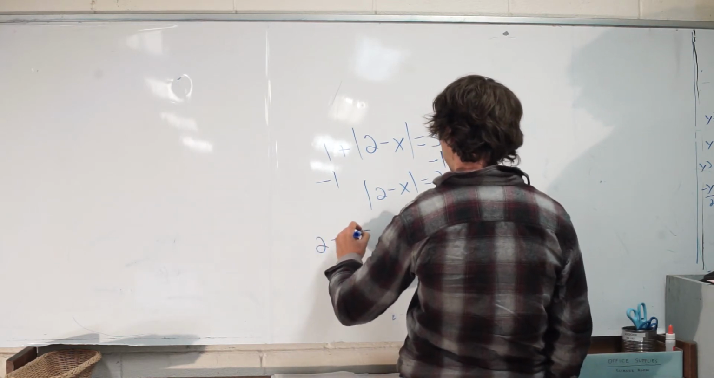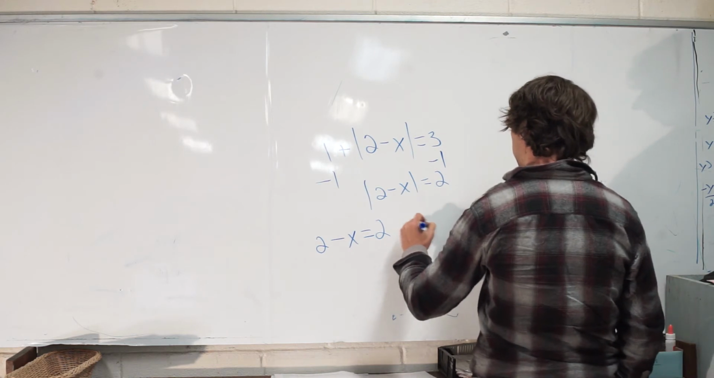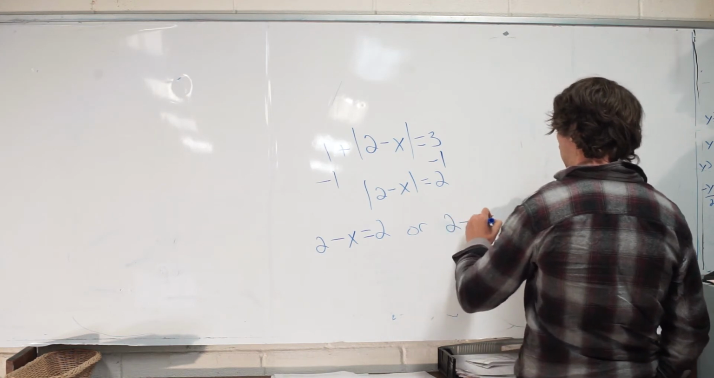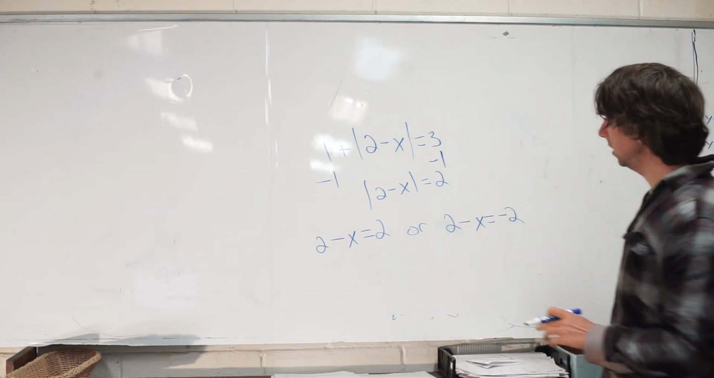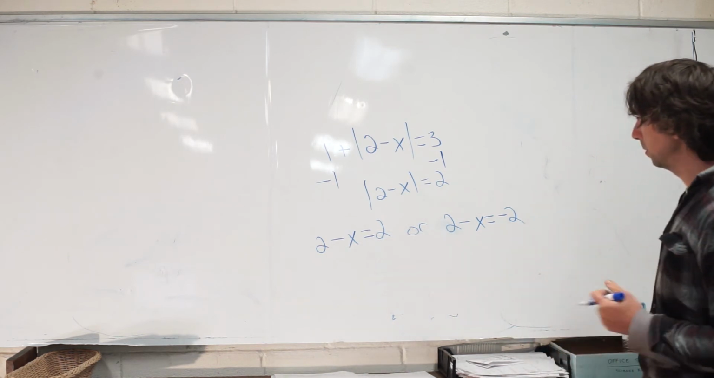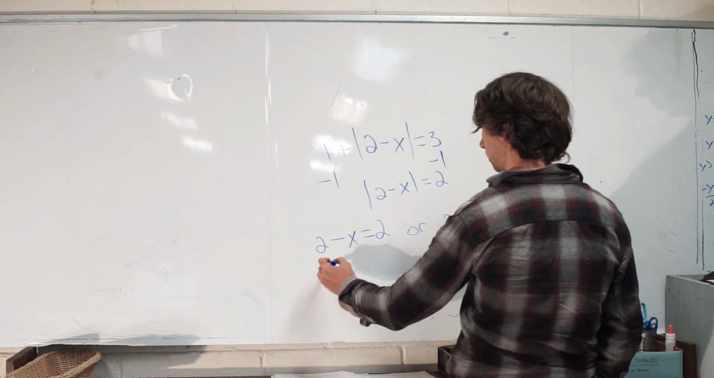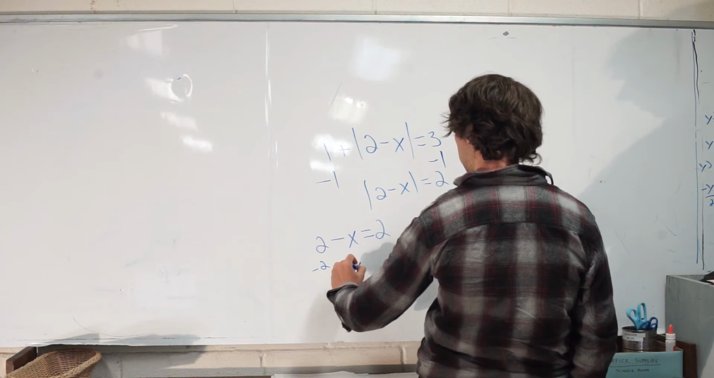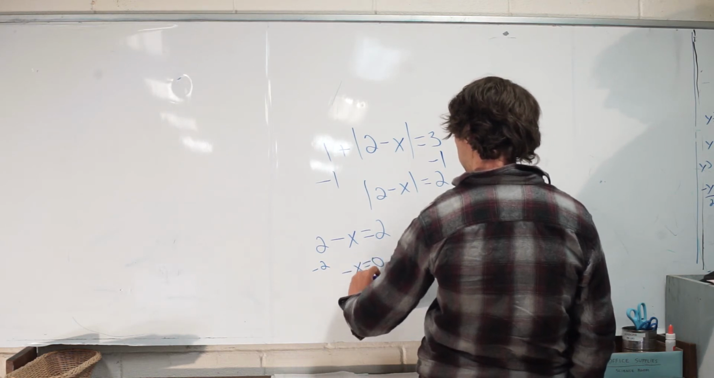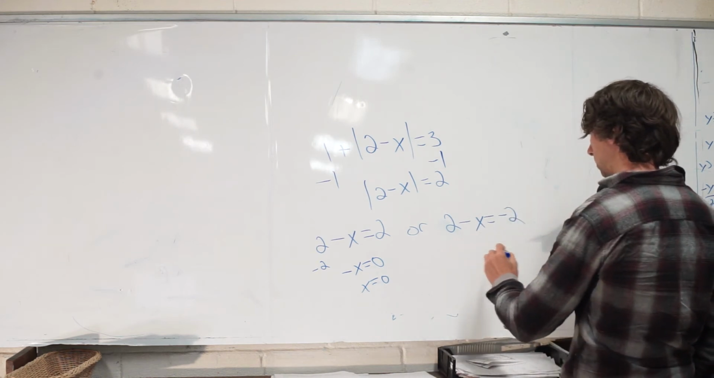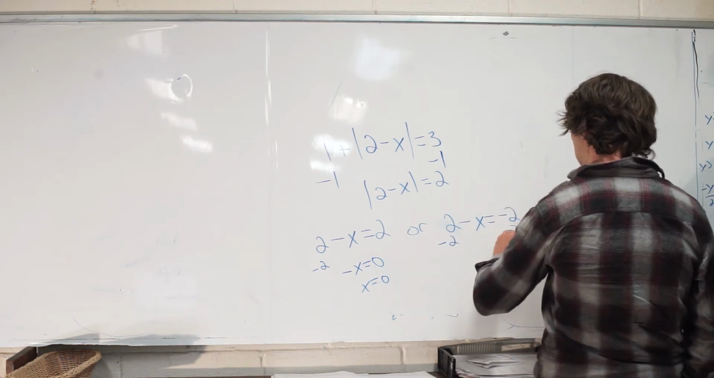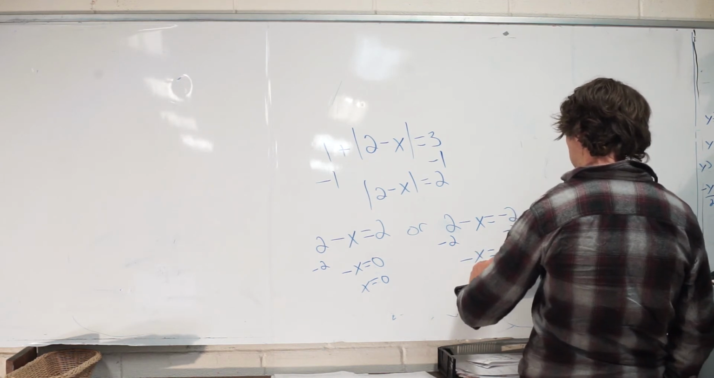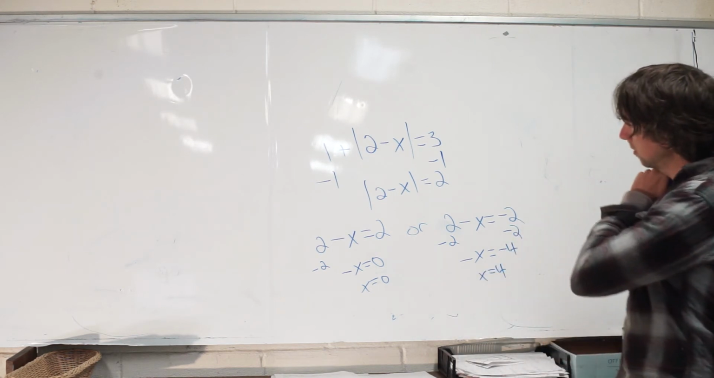Negative 2 minus x can equal 2, or negative 2 minus x can equal negative 2. And if either one of those works, that will be a solution. So let's solve both of those for x. So in this case, we're going to subtract 2 from both sides, and we'll get negative x equals 0, or x equals 0, same thing. And in this case, we're going to subtract 2 from both sides and get negative x equals negative 4, or x equals 4. And both of those should be solutions to our initial equation.